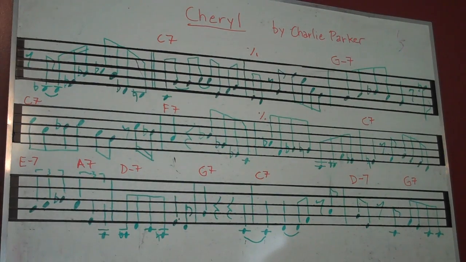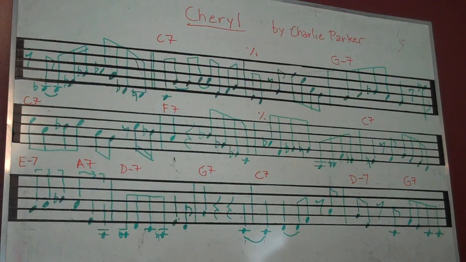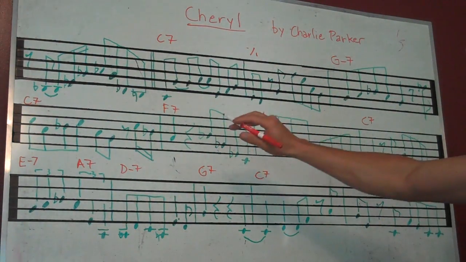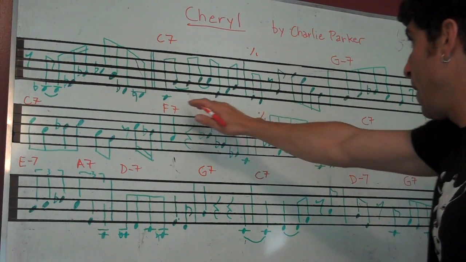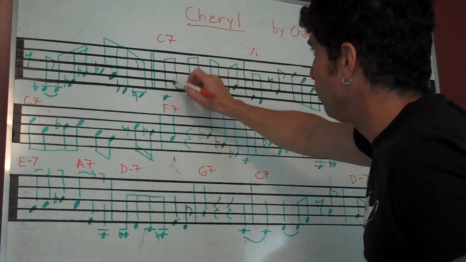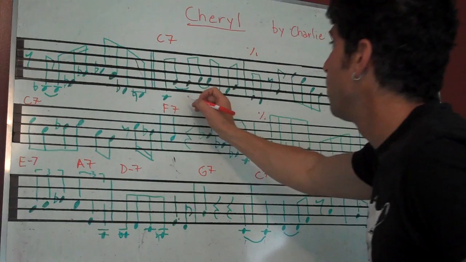So today we're going to analyze a Charlie Parker head. This is called Cheryl. I'm going to skip this intro for now. We're going to come back to this. And for now we're just going to analyze these notes according to the chord. So we'll just start here.